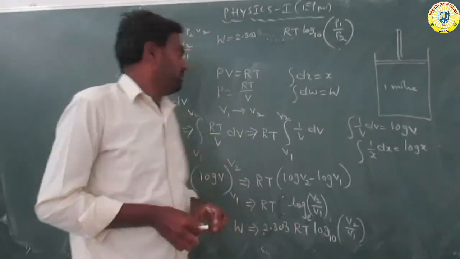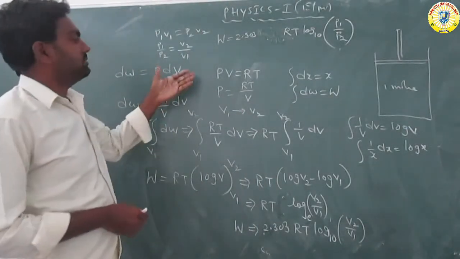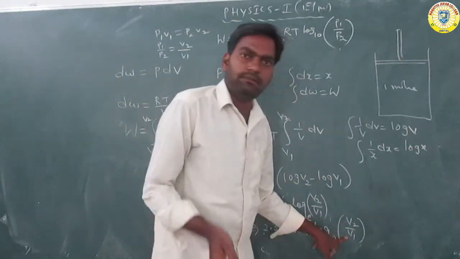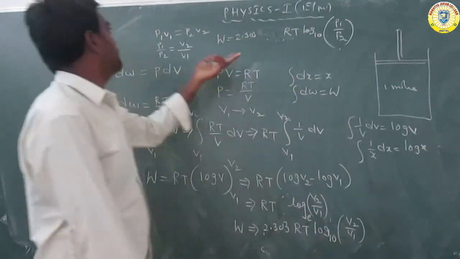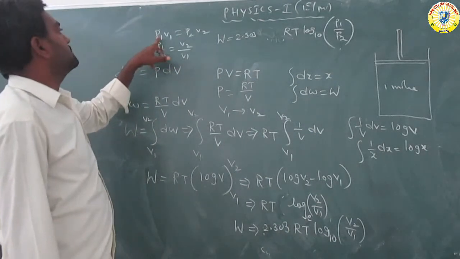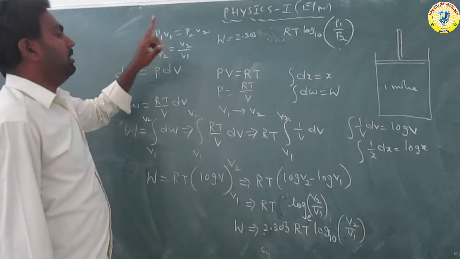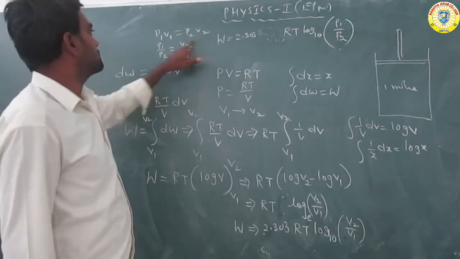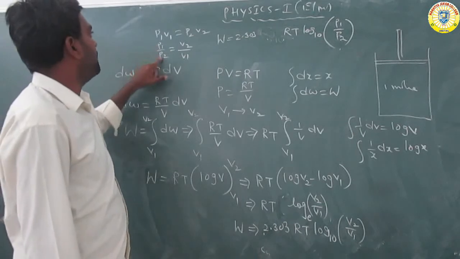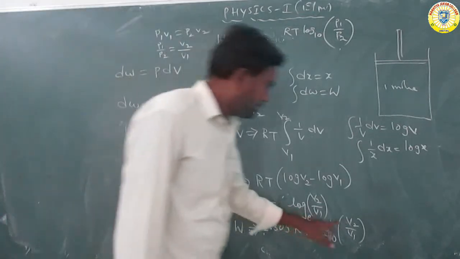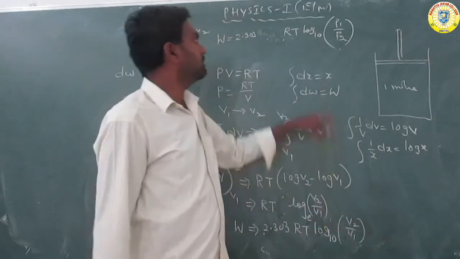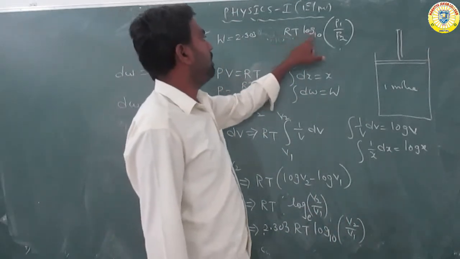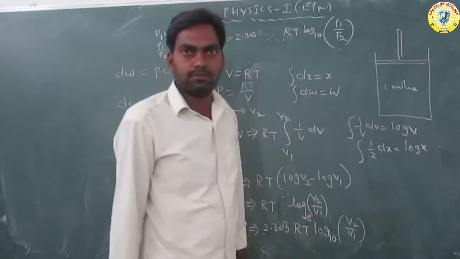So in the isothermal process, by using the ideal gas law or Boyle's law, P1 V1 is equal to P2 V2, which is a constant. So P1 by P2 is equal to V2 by V1. Substituting that into the equation, we get the total work done as 2.303 RT log base 10 P1 by P2.